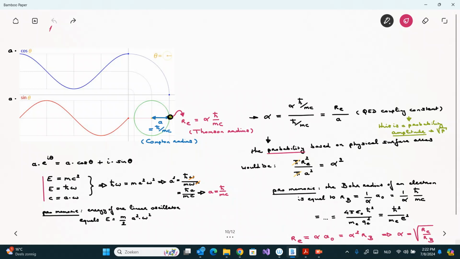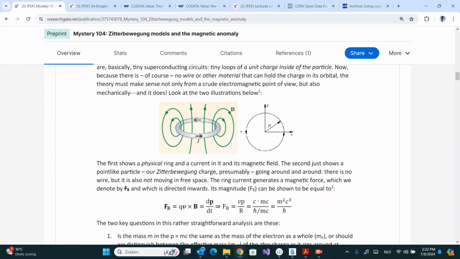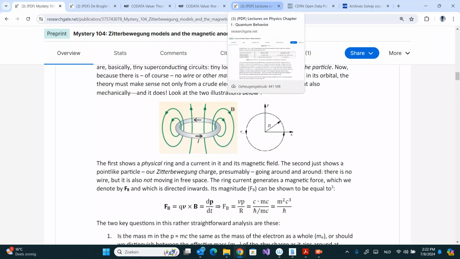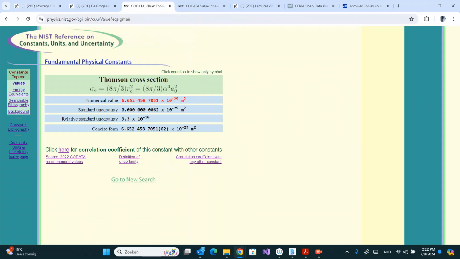Now that's the evidence. Let me be critical of myself. I don't know why this thing is there. And let me show you here, when you look at the Thomson at CODATA, they're sort of the authority on what comes out of experiments and values.